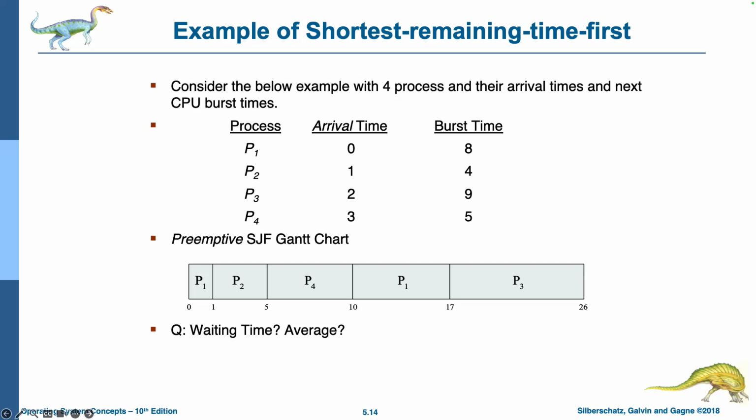This example is a little complicated. The arriving time is different. All the above examples had the same arriving time, and now the arriving time is different: 0, 1, 2, 3. And the burst time of P1 is really large. We know that if P1 takes a long time, it is not a good idea to put it at the head, because it makes a long waiting time. So let's make this the preemptive version.